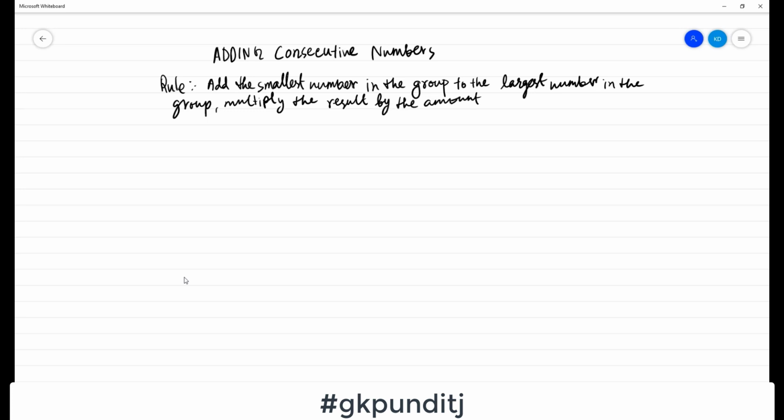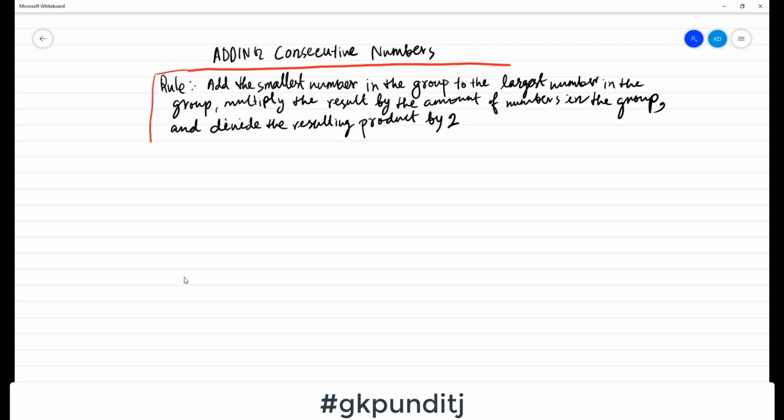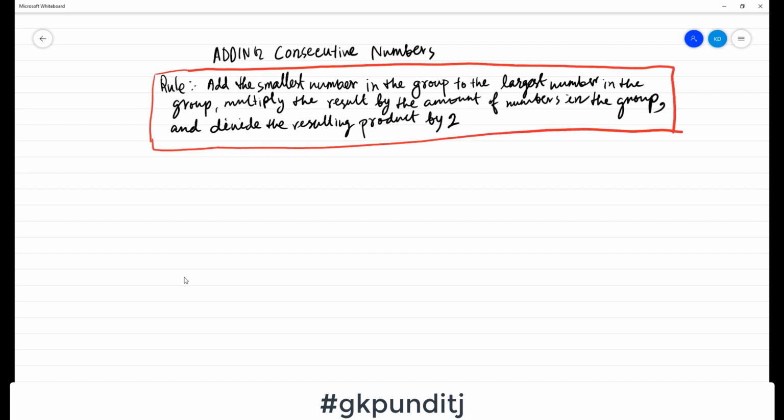Okay, so you can see this: add the smallest number in the group to the largest number in the group, multiply the result by the amount of numbers in the group, and divide the resulting product by 2. Now what is the meaning of this rule?